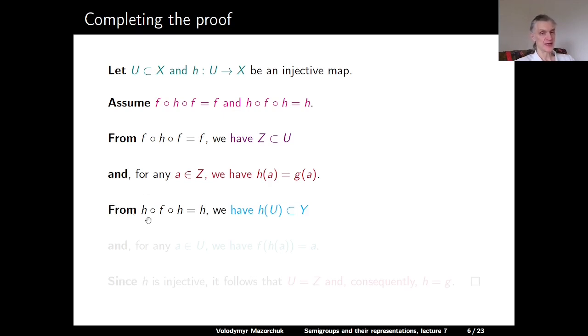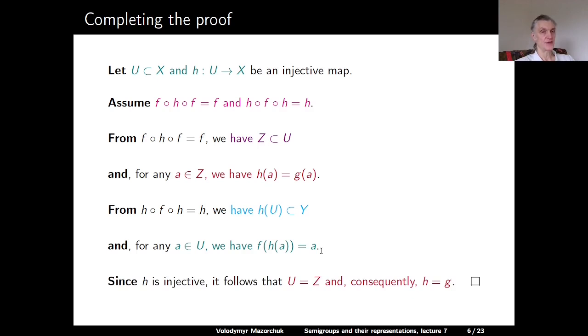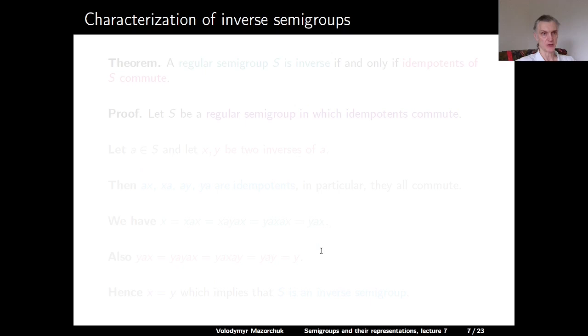From the other equality, that H after F after H is equal to H, we have that H applied to U should be a subset of Y for this equality to hold, and for any element A in U, we need that F applied to H of A should be equal to A. Since H is injective, it follows that U is equal to Z, and H coincides with G on U, which is the same as Z, and this means that H is equal to G. So we have just proved that the inverse element is unique, so IS of X is indeed an inverse semigroup.